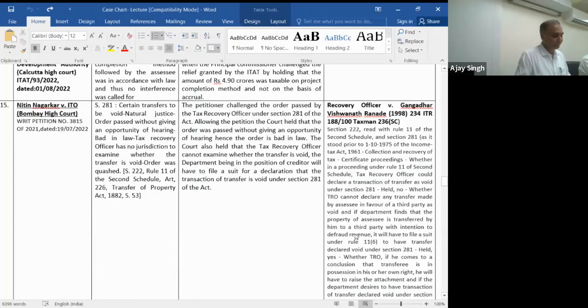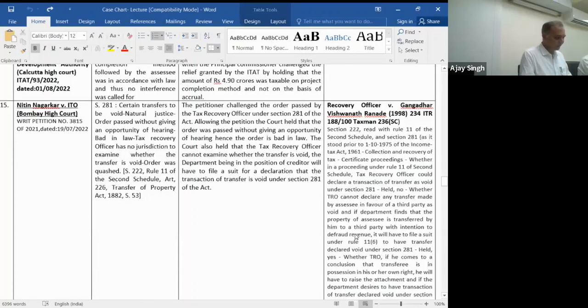Otherwise, the CBDT has clarified in the FAQ issued on 23rd March 2017, Circular number 10 of 2017, in reply to question number 12, that ICDS 3, the construction contract standard, is not applicable to the real estate developer. Circular number 10 of 2017, in answer to question number 12, dated 23rd March 2017.